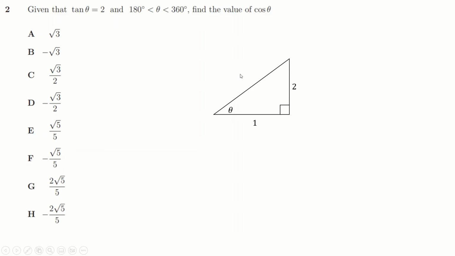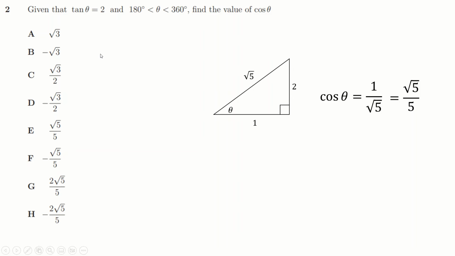Now, of course, what's this side? Using Pythagoras, it's the root of 1 squared plus 2 squared, which is root 5, and so cos of theta is going to be adjacent over hypotenuse, which is 1 over root 5. Notice how the answers don't have root 5s on the bottom, so I just rationalize it by multiplying by root 5 over root 5 to get root 5 over 5. Now, that is one of the answers, I think. Yeah, it's that one, but that's actually not the right answer.